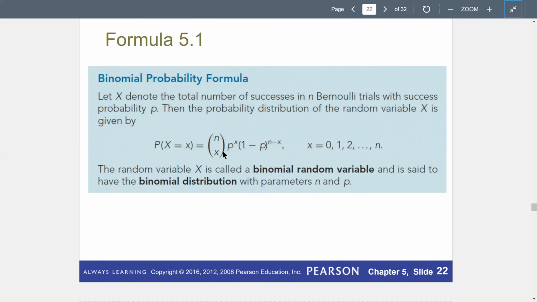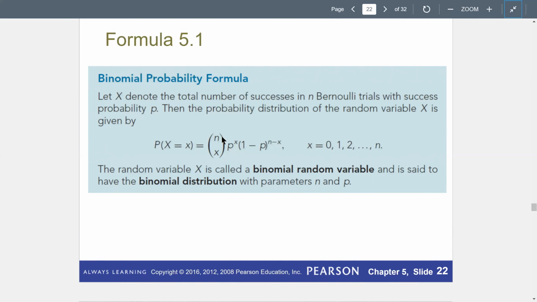This is n choose x times p to the x times 1 minus p to the n minus x power. Okay, so you can plug in any number of n, and then you change the number of x, given a p-value, you will be able to calculate the probability. For example, if n is 10 and you want to know the probability that I get 9 heads out of 10 tosses.